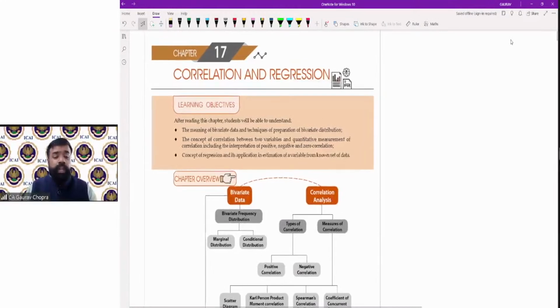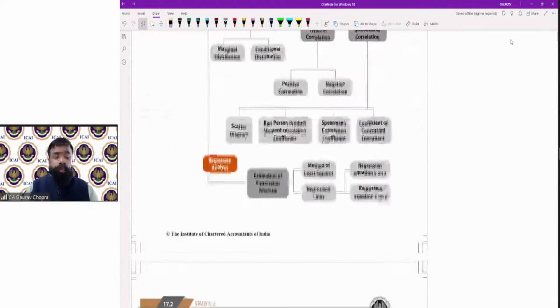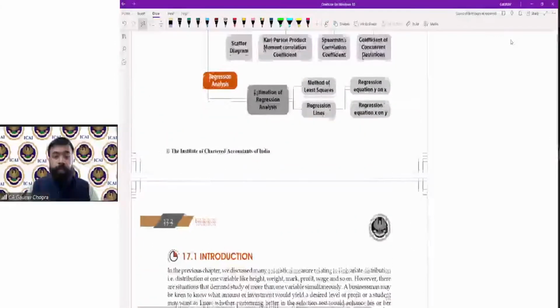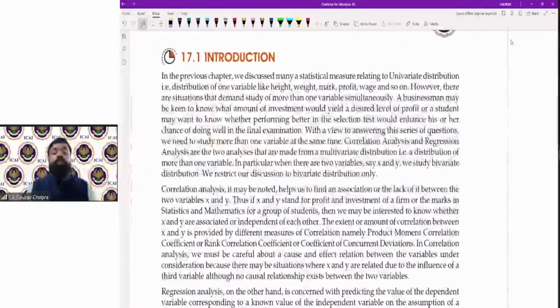So, in today's class, we have to do the chapter correlation. Now, what is the meaning of the term correlation? Correlation हम किसे कहते हैं? So correlation is basically the relationship between two variables. कि जब दो variables आपस में कैसे relate करते हैं, that is basically known as correlation.